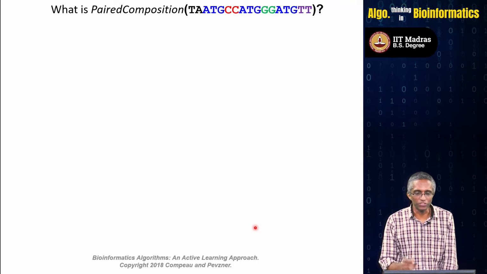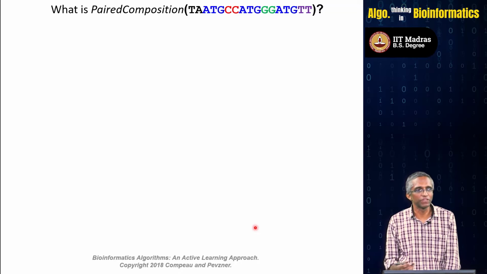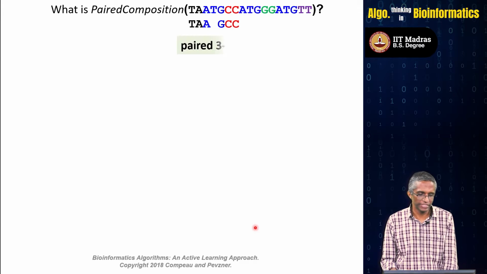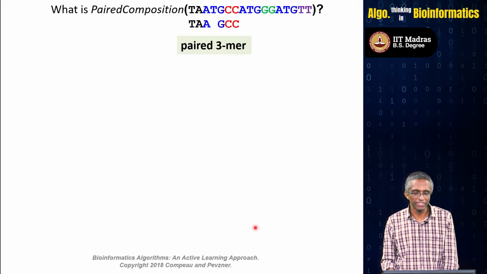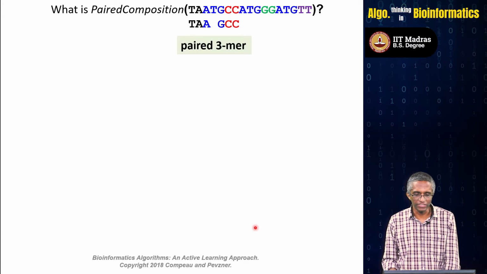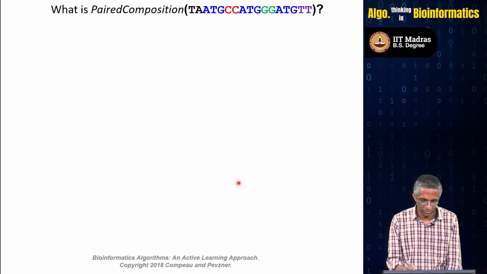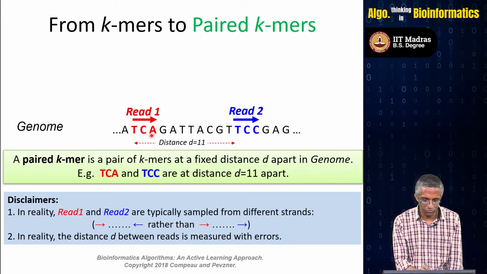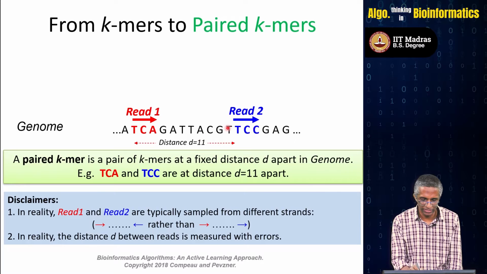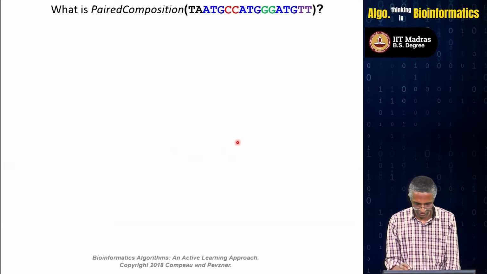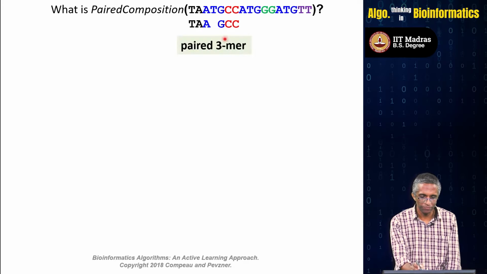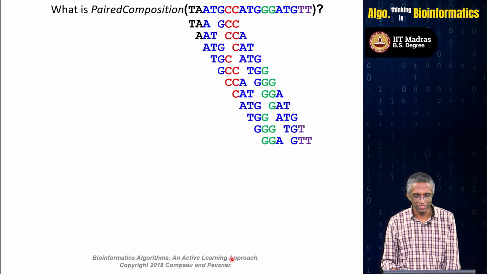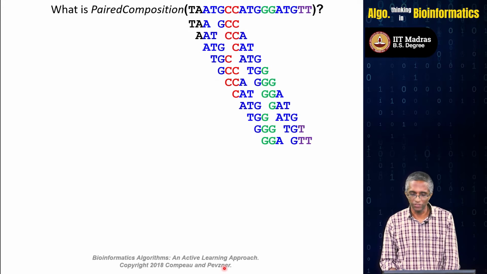So what is paired composition? So before we even go to paired de Bruijn graph, we have to know what a paired k-mer composition is, right? So a paired 3-mer is essentially this k, d, k triplet, right? So you have a paired 3-mer, here is TAA-GCC, right? So this is like a d equal to 4 here, right? So here d was 11, right? 1, 2, 3, 4, 5, 6, 7, 8, 9, 10, 11, right? So 11 was the distance here. So here d would be 1. So TAA, and then there is a 1 gap, and then GCC, right? And these are all your paired 3-mers with an insert length of 1 in between.